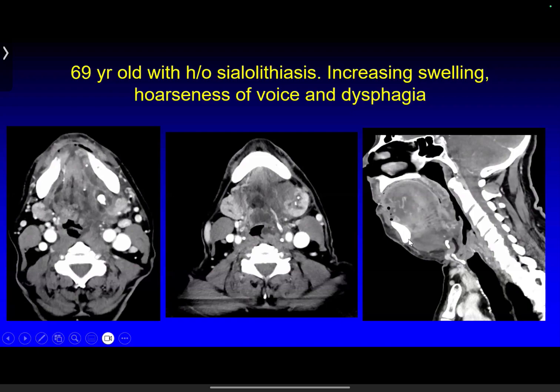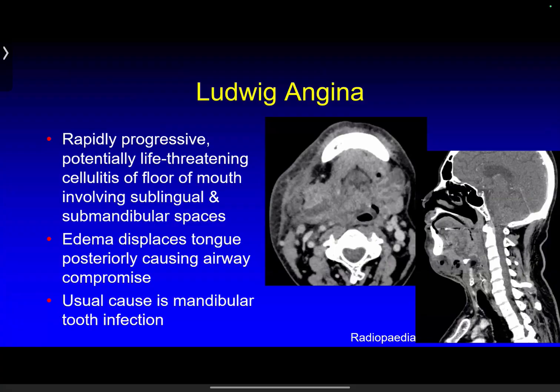And on the sagittals, this diffuse edema within the floor of mouth is pushing the tongue backward with narrowing of the oropharyngeal airway. So this was a patient with acute sialadenitis complicated by Ludwig angina. Now, Ludwig angina is a rapidly progressive, potentially life-threatening cellulitis of the floor of mouth involving the sublingual and submandibular spaces. The edema displaces the tongue posteriorly, causing airway compromise, and it's usually caused by an odontogenic infection arising from a mandibular tooth, but it can be due to any infection in the neck.